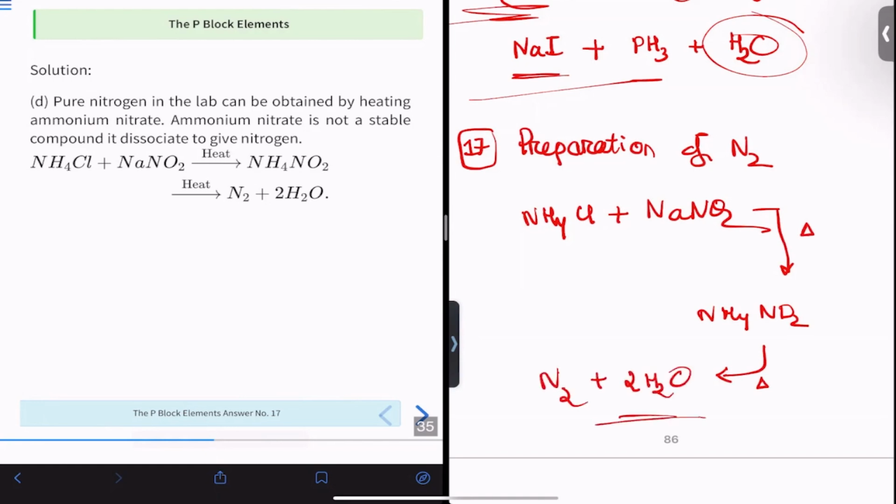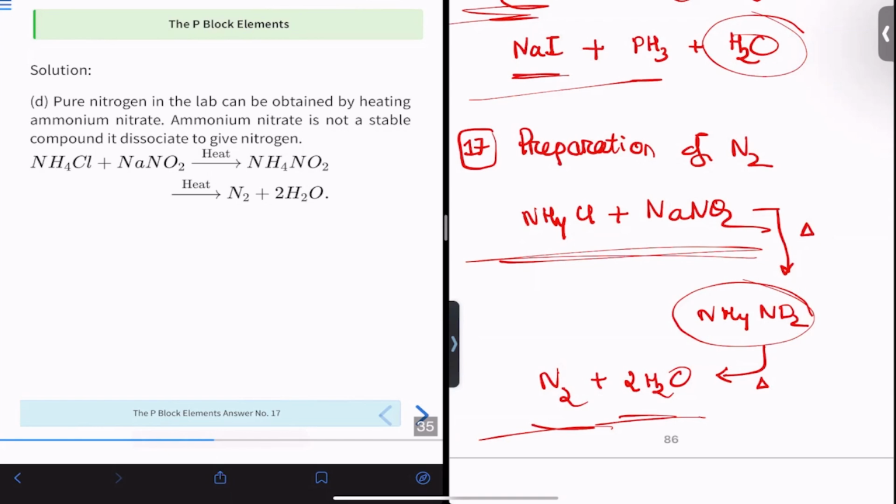Okay, guys, so this is clearly given in NCERT. Please go through it. If you did not know this question's answer, go through the NCERT. A line is clearly written. If you want to prepare pure nitrogen, this is the reaction you should use: NH4Cl plus NaNO2, which will first give rise to ammonium nitrite. Then again, when you heat it, it will give rise to nitrogen plus water.